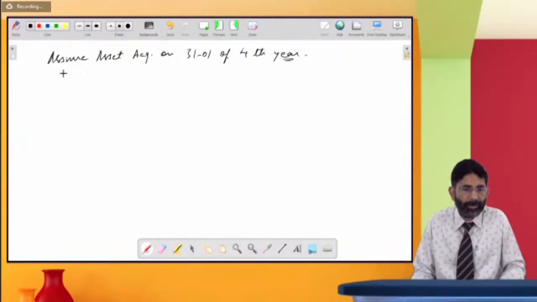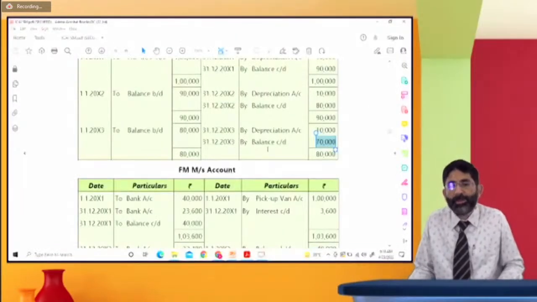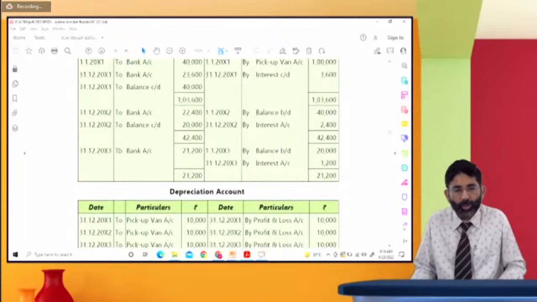Then what will happen? Then obviously we will carry forward this to the next year. This will be by balance carried down. This will be to balance brought down. Now this will be by balance carried down, obviously, in the same way. And here it will be to balance carried down, 21,200. It will go to the next year.